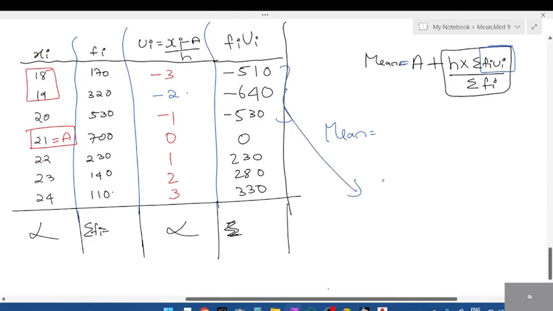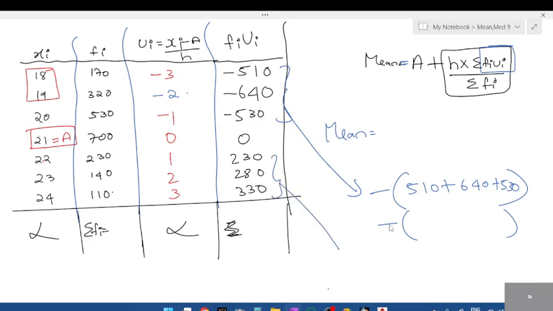How to calculate these things, students? What did I tell you all? Minus will be common, but you have to add all three, right? 510 plus 640 plus 530. Your answer will be negative, but add all three. Add all these three. And even these three. Add even these three.